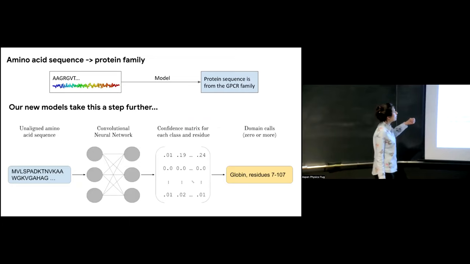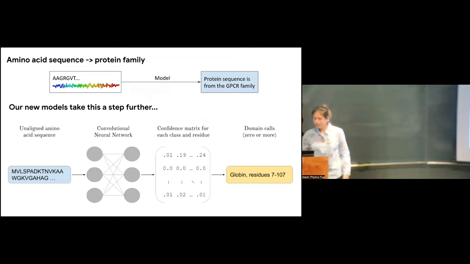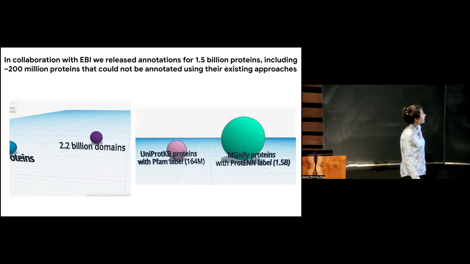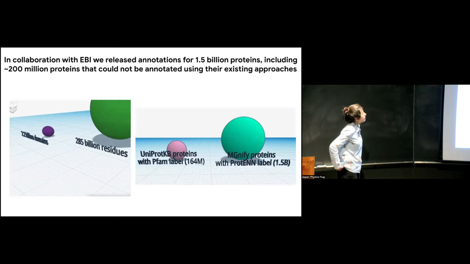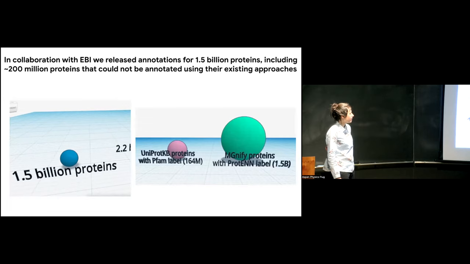And so that means we're able to attribute exactly where in the sequence is causing the annotation to occur. That was a step that we needed in order to work with EBI to release annotations for 1.5 billion proteins, which we did last month. This included something like 200 million proteins that couldn't be annotated using their existing approaches. And these are some silly gifs that one of my colleagues made that tried to convey how many.